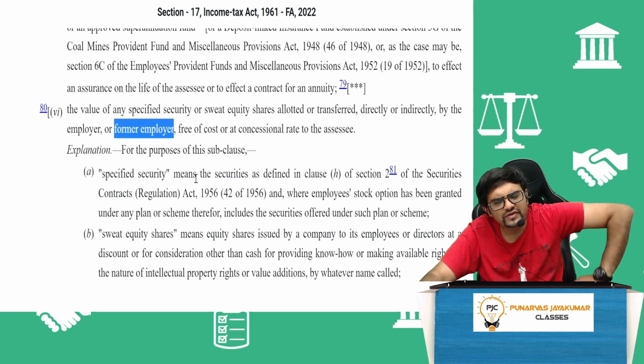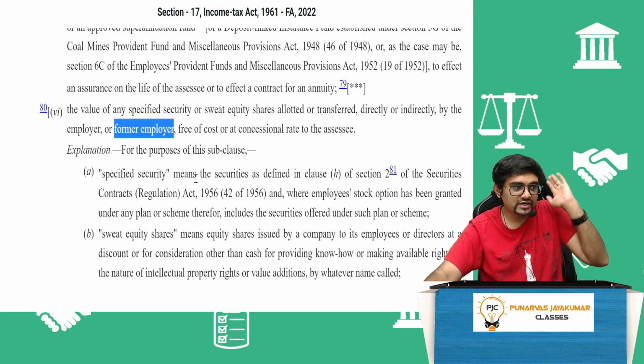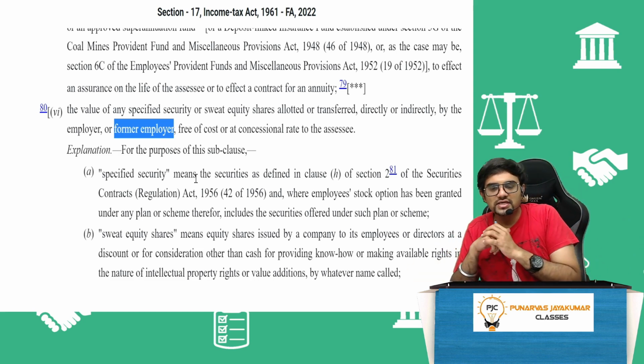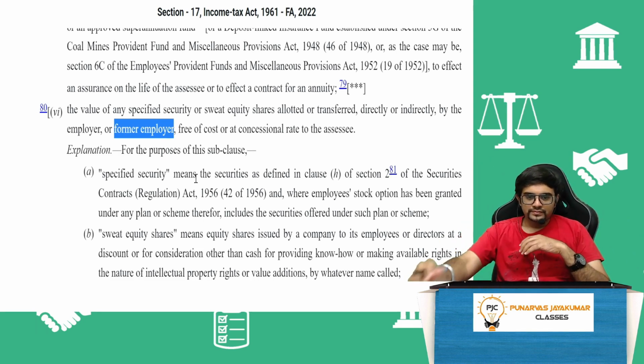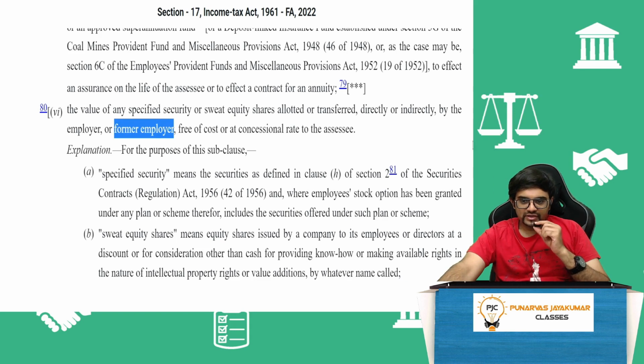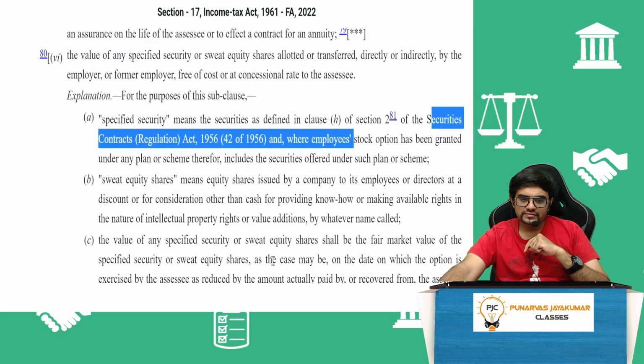Nothing doing. So even if one year ago you were working in a company, today you get sweat equity for the work done at that time, it is chargeable to tax. The ESOP you are getting is chargeable to tax. Specified security means securities as per SCRA. That's all. Equity shares, preference shares, units, everything is covered.